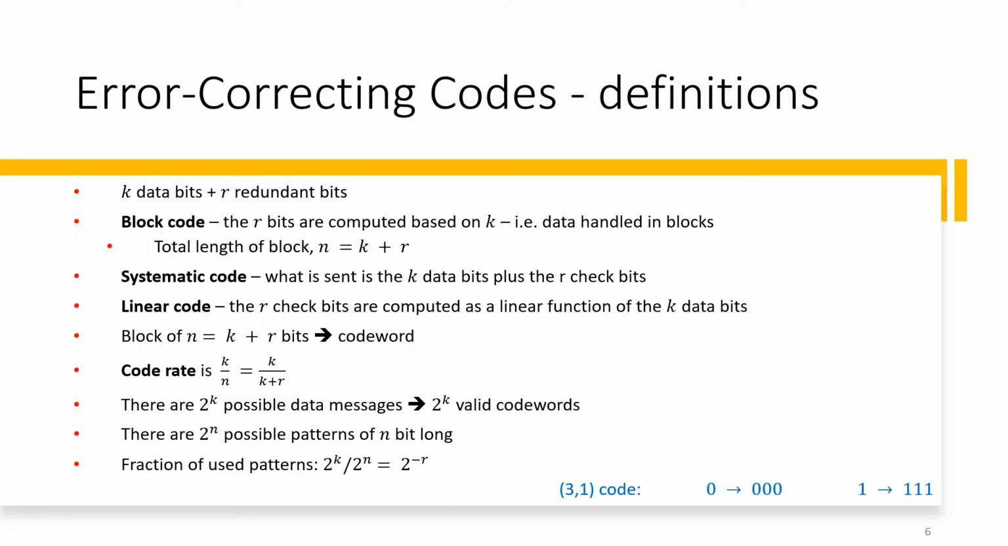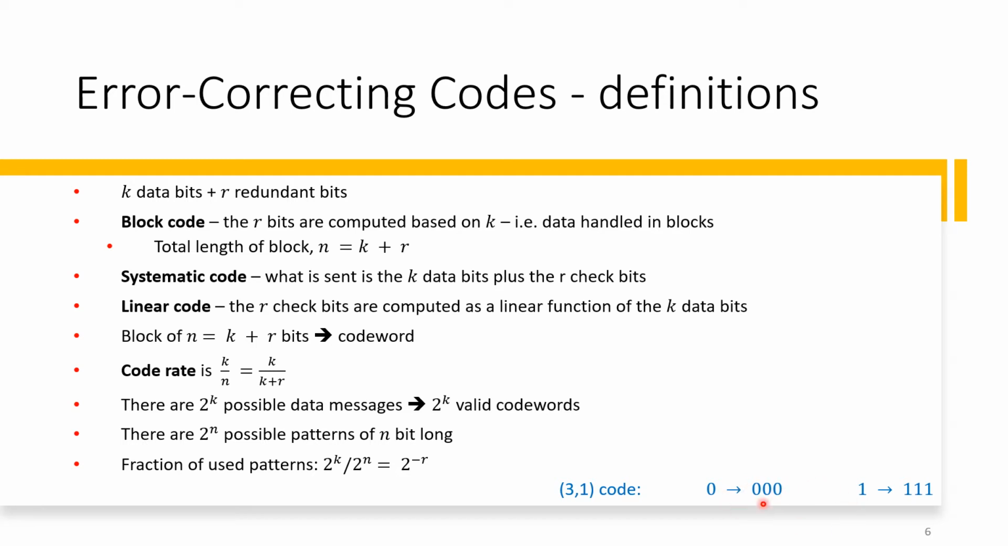Error correcting codes definitions. Here in this slide, I'm going to share with you some of the key definitions. K is the number of data bits, and R is the number of redundant bits. For example, here we have 1 bit, which is the data, and then we have 2 redundant bits. K is 1 and R equals 2. We are having blocks because for every single bit we are creating a block. This is called a block code. There are R bits. The R bits are computed as a function of the K bits. These are related.